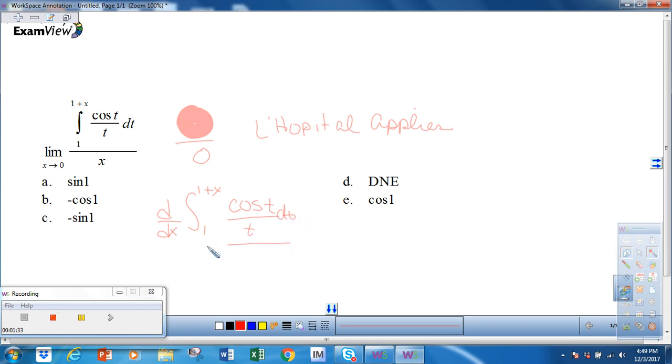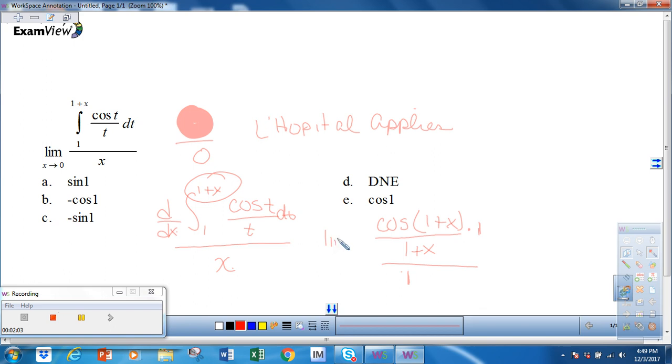and now when we take that derivative, we have to use the fundamental theorem of calculus, which means since this is x and this is x, every place we see t, we replace it with x over 1 plus x. And we have to take the derivative of this. However, the derivative of 1 plus x is still just 1. And then taking the derivative of the denominator, we get 1.